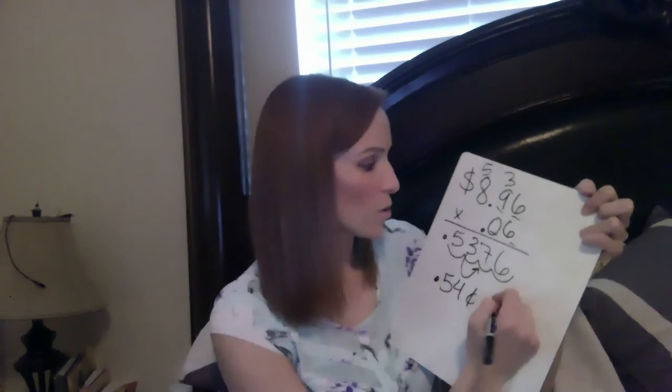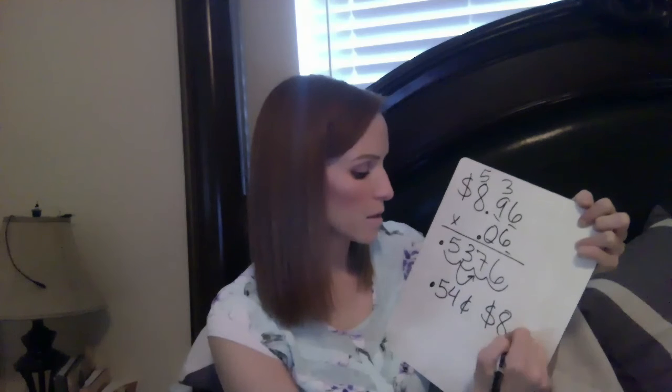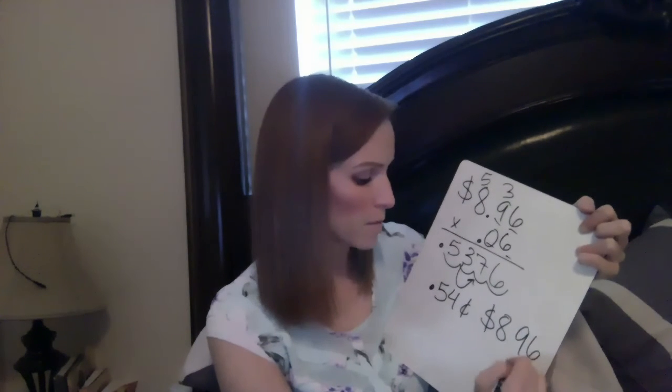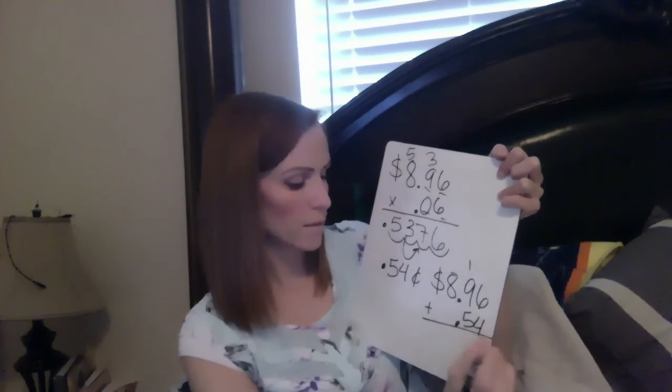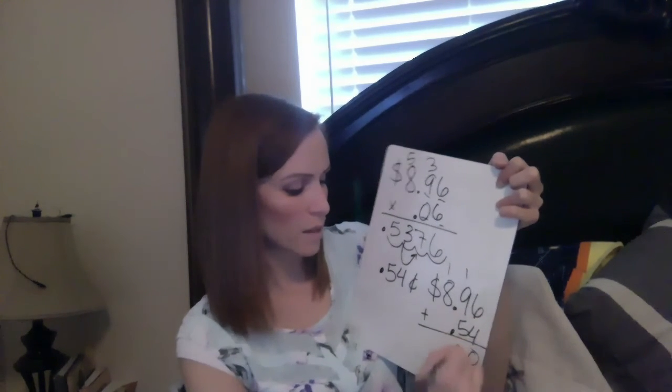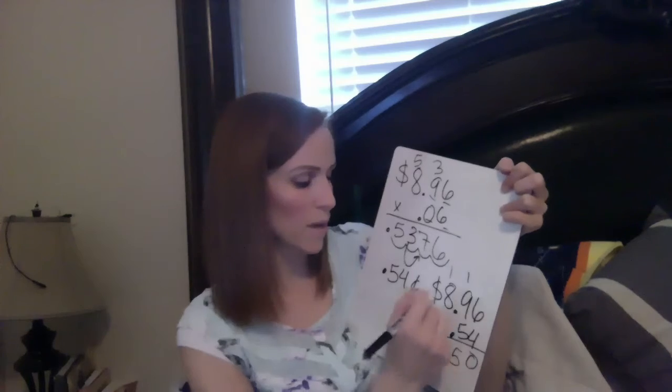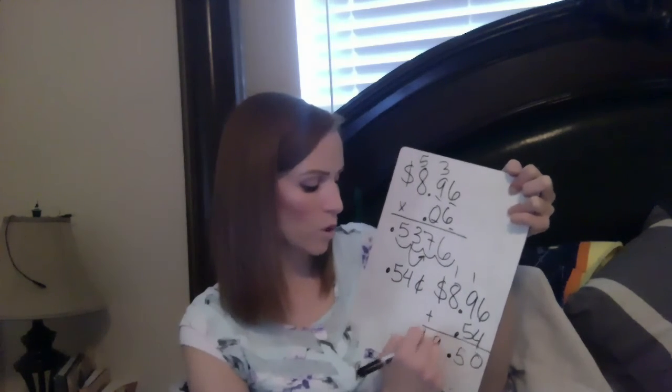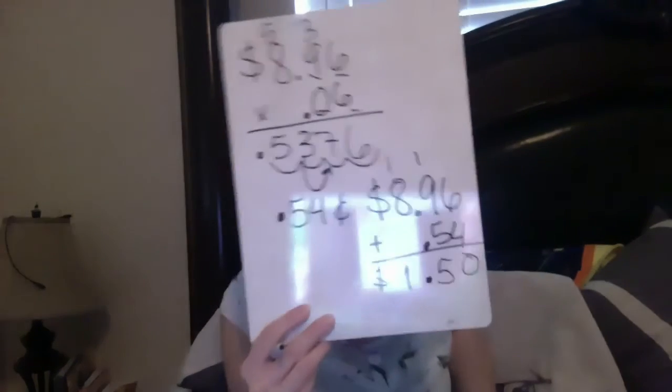Then to find the total cost, we say $8.96 plus 54 cents. 6 and 4 is 10. 9 and 1 is 10 plus 5 is 15. We carry that straight down because we're adding 8 plus 1 is 9. So the total cost of the item would be $9.50.